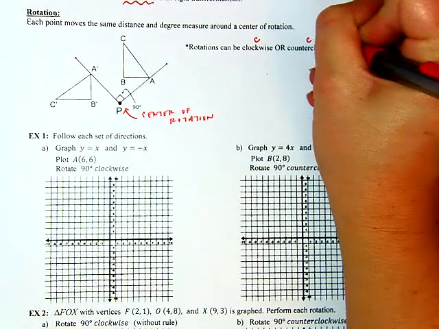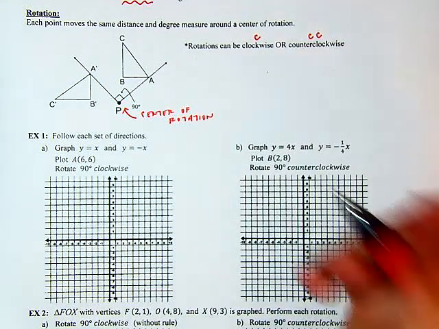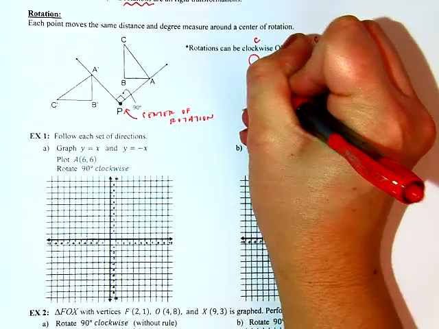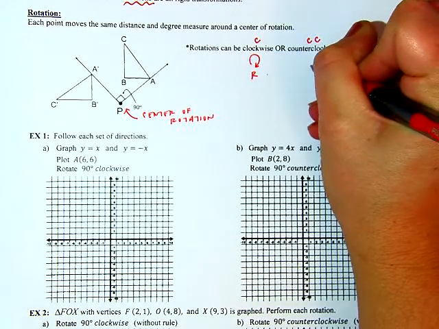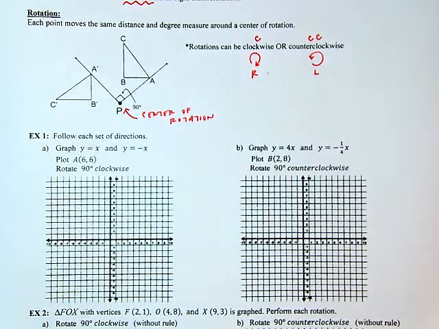I usually abbreviate with a little C or double C notation. So if we're going clockwise, we're going with the clock. So everything is veering to the right. And counterclockwise, we're going against the clock. Everything is veering to the left.